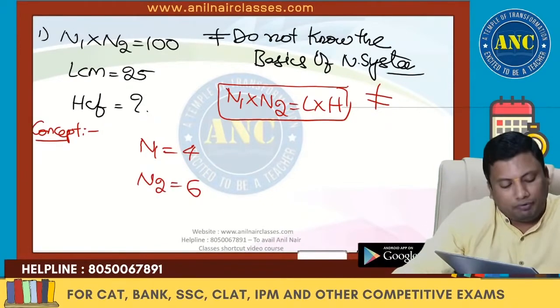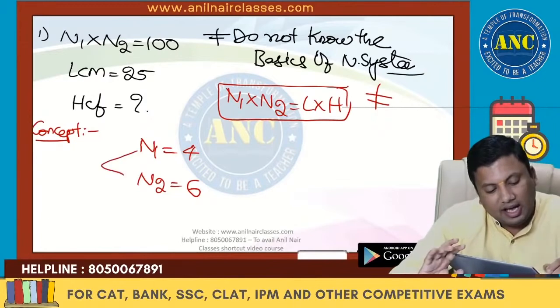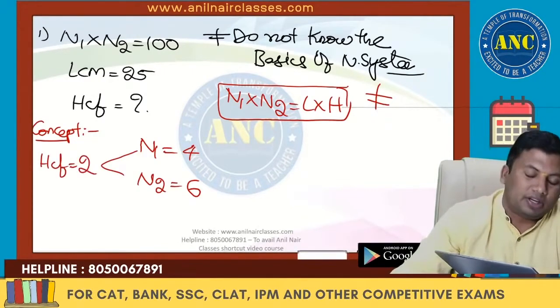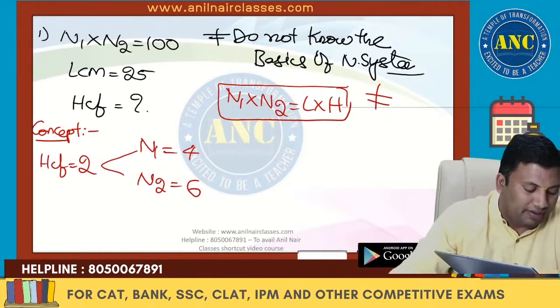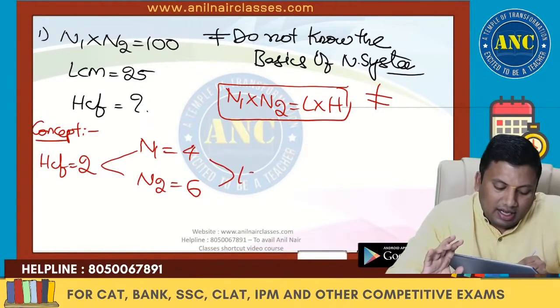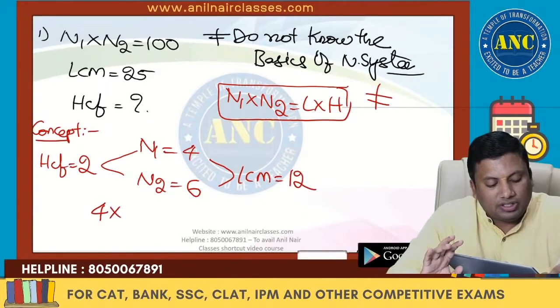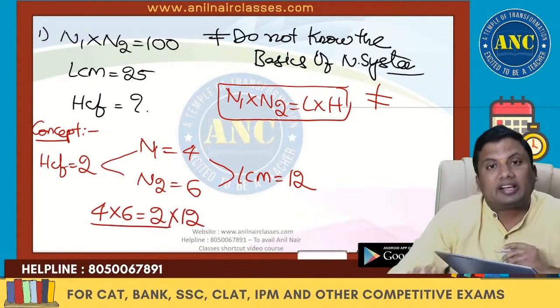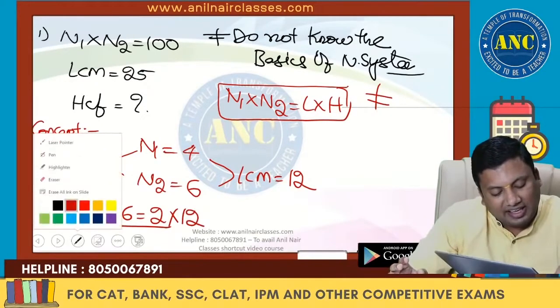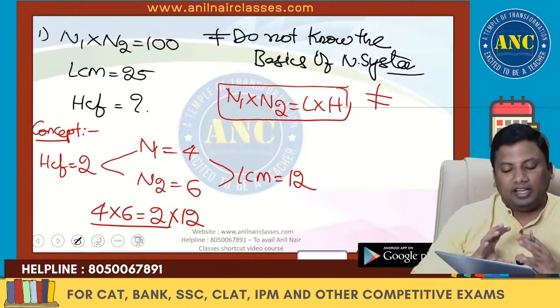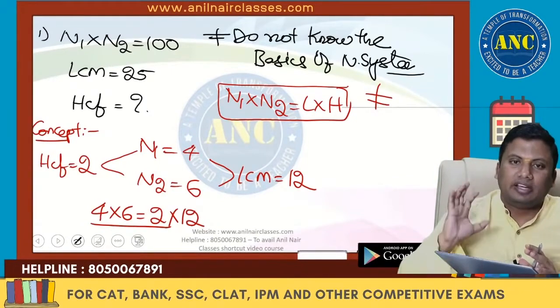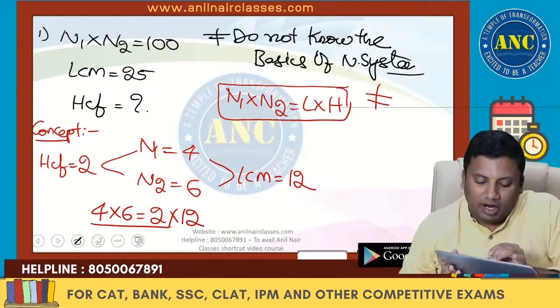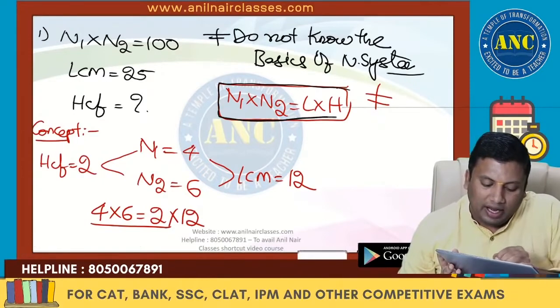N1 equivalent to 4, N2 equivalent to 6. Highest common factor, it is nothing but 2. 2 divides 4, 2 divides 6. Right? Least common multiple, it is nothing but 12. So 4 into 6 equivalent to 2 into 12. This is the elementary example that is given in your NCERT textbook. So what will happen is, a teacher takes this example, Yatha Raja Tatha Praja. What will the students do? They by heart this formula.